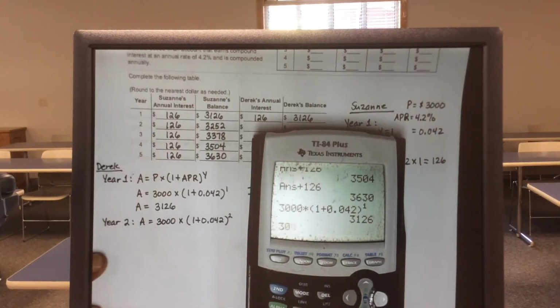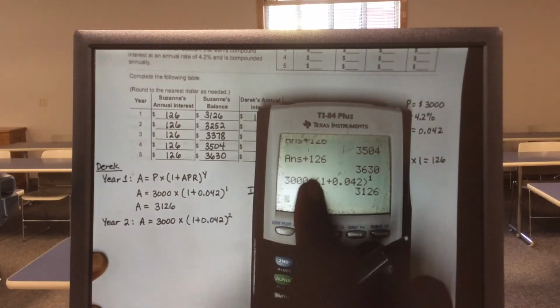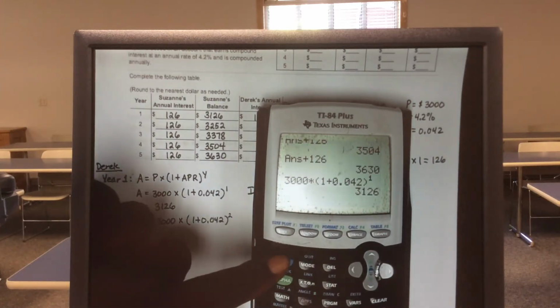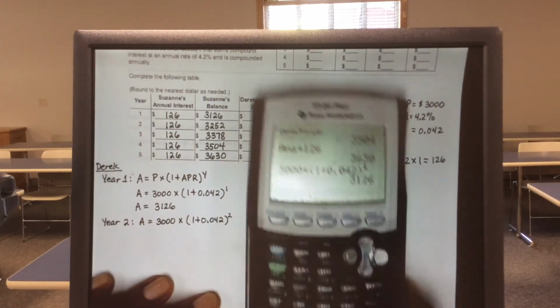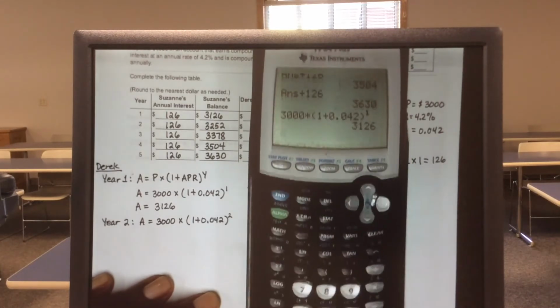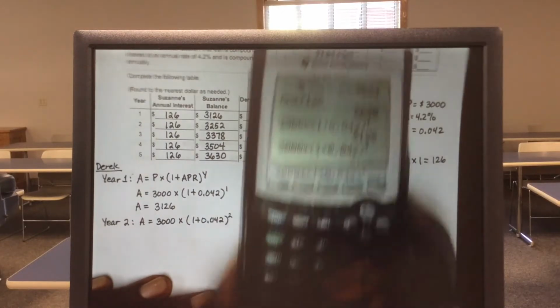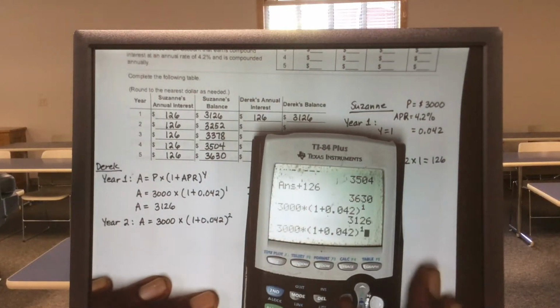Here's what I can do. Since I've already got this, to save myself from typing all that in, I'm going to do second and then press enter way down here at the bottom. Second enter will pull this up. And then I'm going to use my left arrow key to go up here and change that 1 to a 2. And then hit enter.